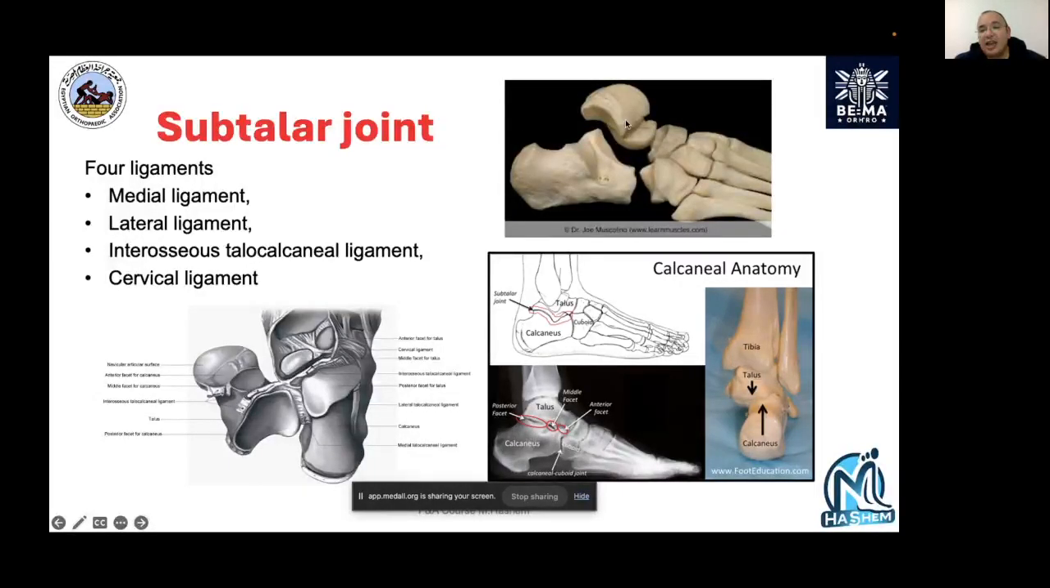The medial facet allows the calcaneum and the talus to move up and down on each other, and then the anterior facet allows them to move in and out. They are controlled by 4 ligaments: medial ligament, lateral ligament, interosseous talocalcaneal ligament, and the cervical ligament. And cervical is the anterior interosseous ligament. You don't need to remember them. Remember there are medial, lateral, and interosseous. Interosseous, the anterior part of it is the cervical ligament.